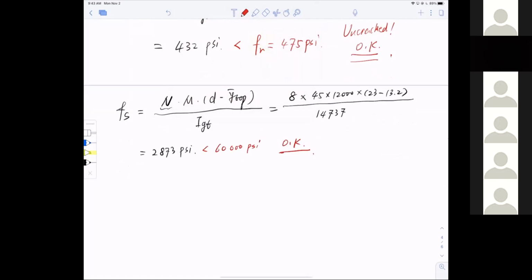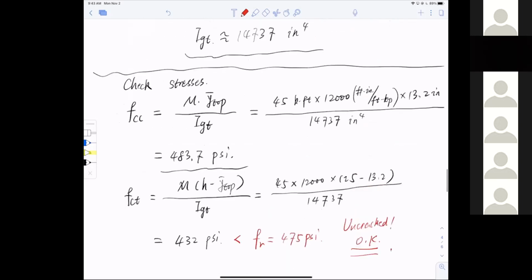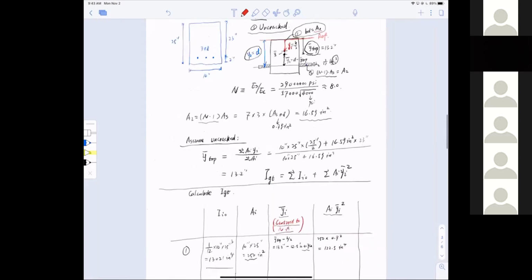Okay, so this is for the uncracked section. What we said is that we assume it is uncracked, and we went ahead and checked, and realized that it is uncracked. Pretty happy about it. So let's say this is example number 1, part A.